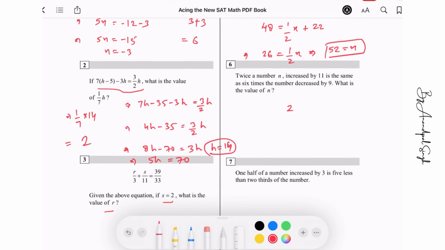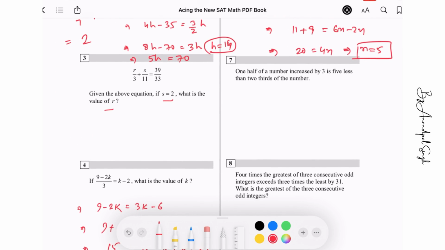Twice number n increased by 11 is the same as 6 times the number decreased by 9. It implies 11 plus 9 is equal to 6n minus 2n, means 20 is equal to 4n, implies n is equal to 5.